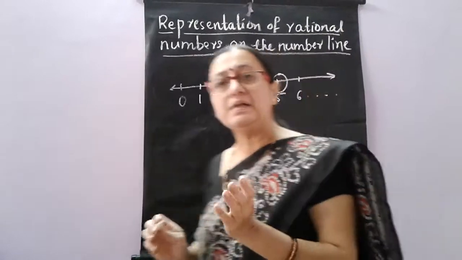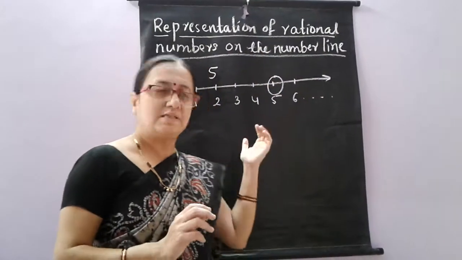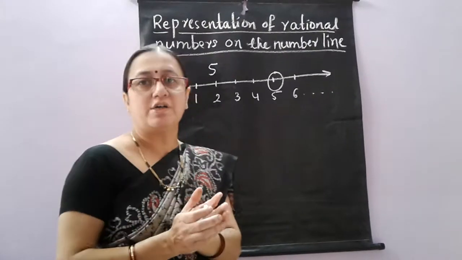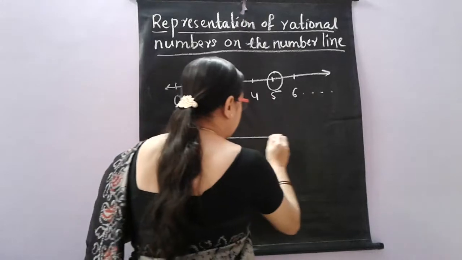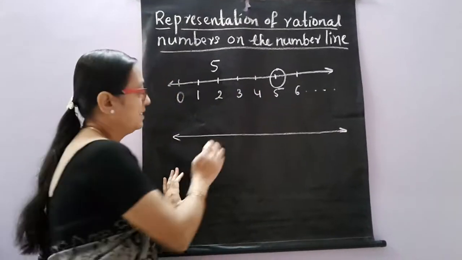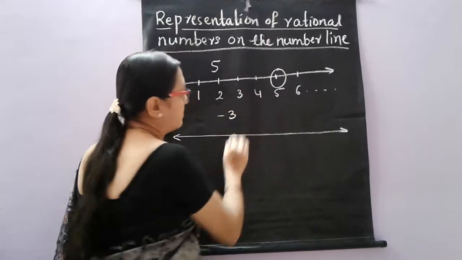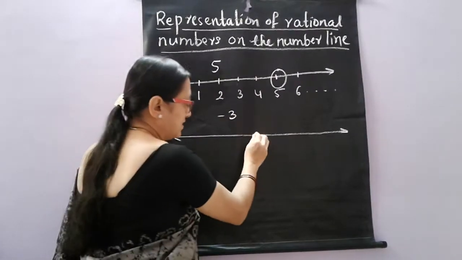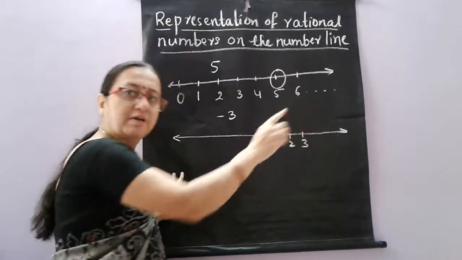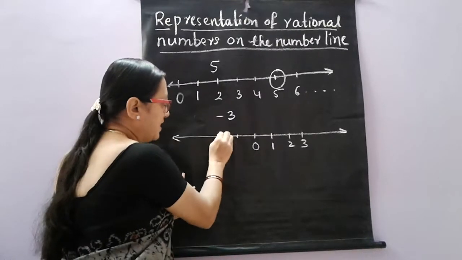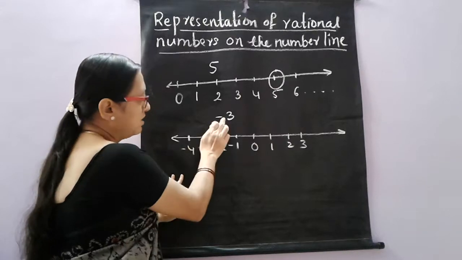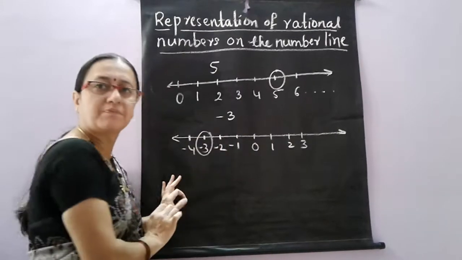Same if you are representing a whole number, the same number line we are using. If you want to represent an integer, how will you represent it? The integer number line consists of both positive numbers and negative numbers. If I want to represent minus 3 on the number line, how to represent it? In the center we are getting 0. The right side of the number line consists of positive numbers. The left side of the number line consists of negative numbers. So, minus 3 lies here.